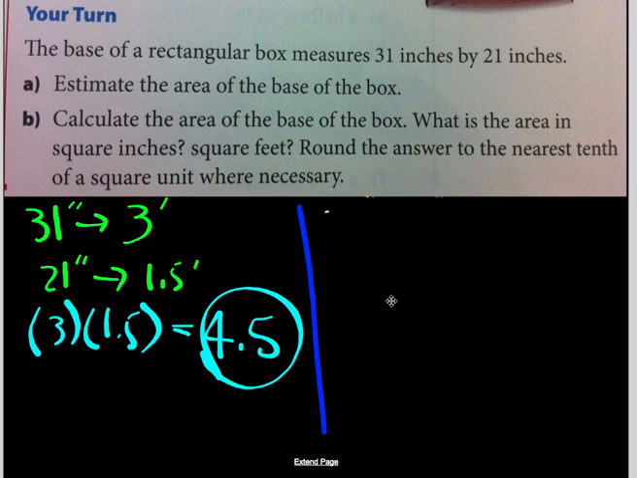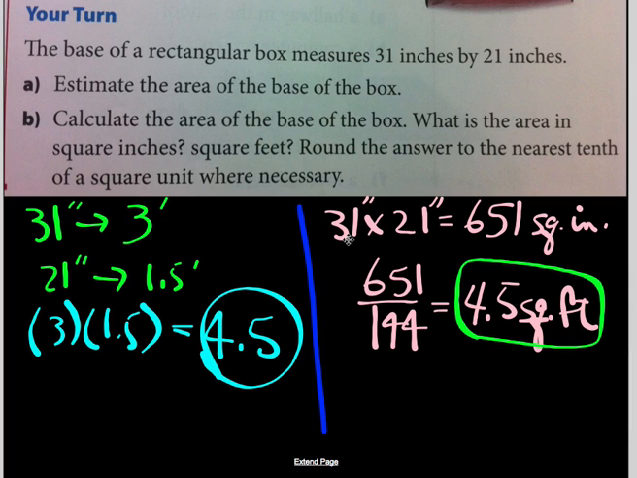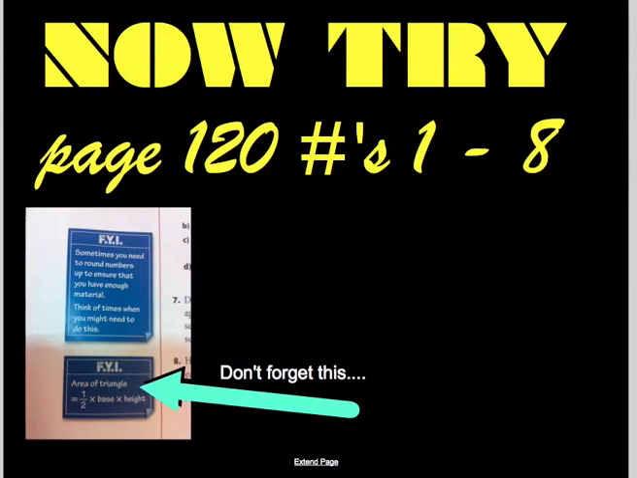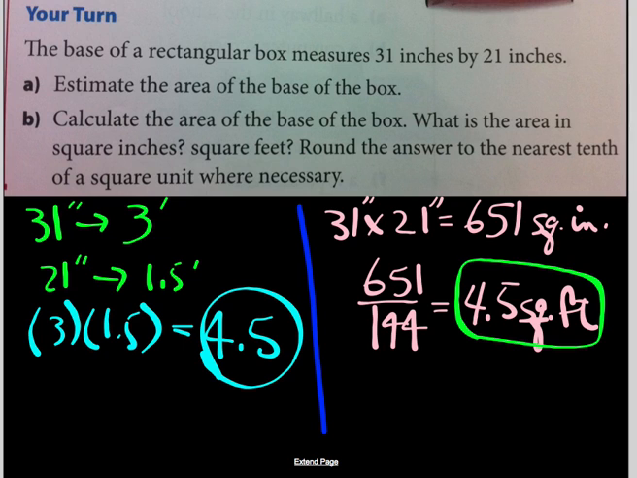So then when I actually do the calculations, I took 31 times 21, and that is 651 square inches. I take that number and I divide it by 144, because there's 144 square inches in a square foot, and that gives me 4.5 square feet. Okay? So, you know what? Before we do that, let's take a look at this.